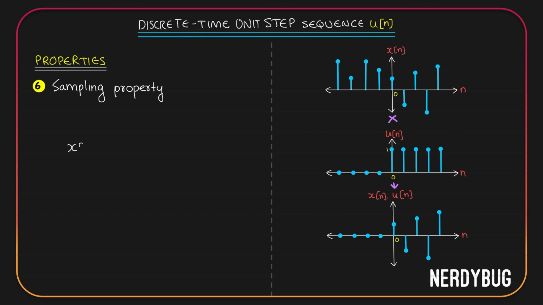After minus 1, we get x of n. Let's write it mathematically. x of n multiplied with u of n will be x of n if n is greater than or equal to 0, and it is 0 if n is less than 0.